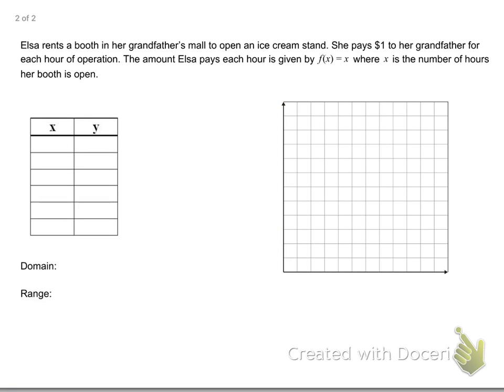This last one is the second one. First thing we need to say is it is continuous. And x is the number of hours her booth is open. So I'm going to write down hours right above the x value there. The hours we decided they could be open was 0, 1, 2, 3, 4, and 5, and so on. But it could also have fractions of hours. When we get there, because it's continuous, we're going to need to connect the dots.